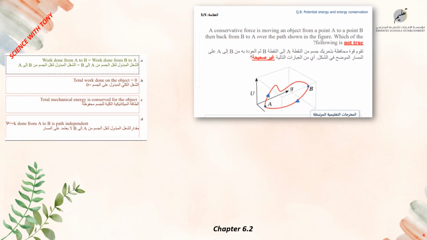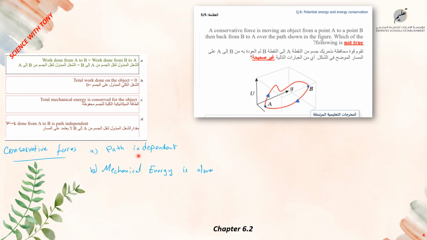A conservative force is moving an object from point A to point B, then back from B to A, as you see here in the picture. So from A to B first, and then the other way from B to A. Which of the following is not true? So all of these are correct except one. I advise you to refer back to chapter 6.2 to answer this question.